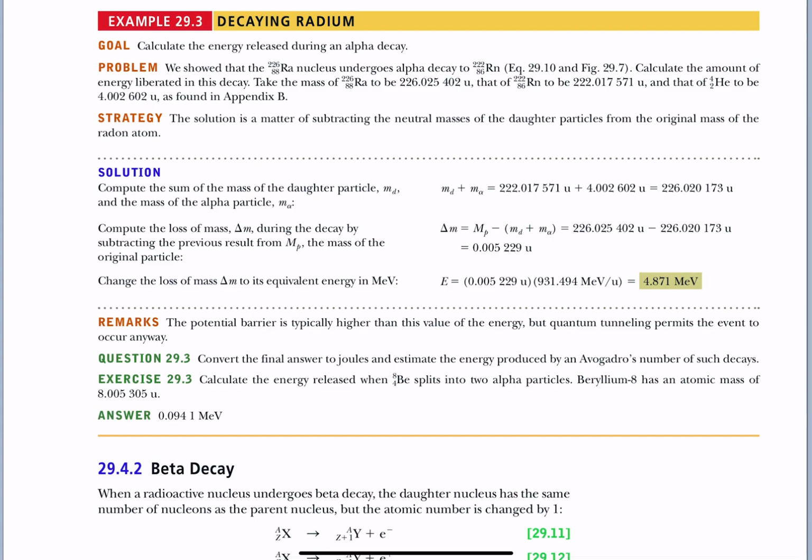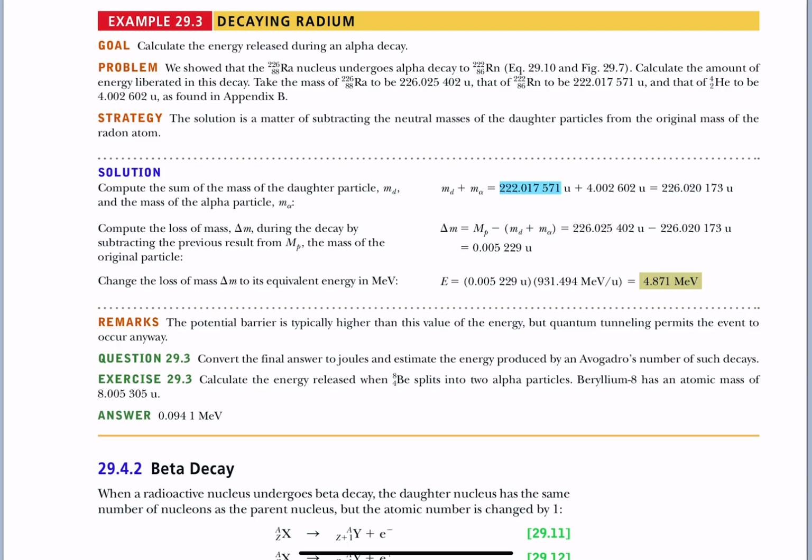Here's another math problem. Calculate the energy released during an alpha decay. The equation for this alpha decay, which was on the previous page, is your radium-226 turning into radon-222 and shooting out an alpha particle. The first thing we want to do is find the mass of my daughter products.